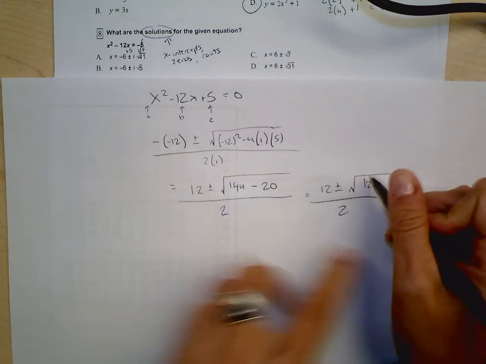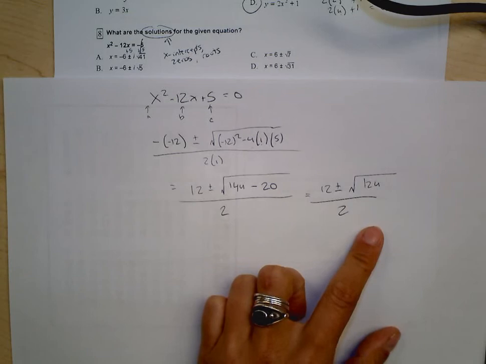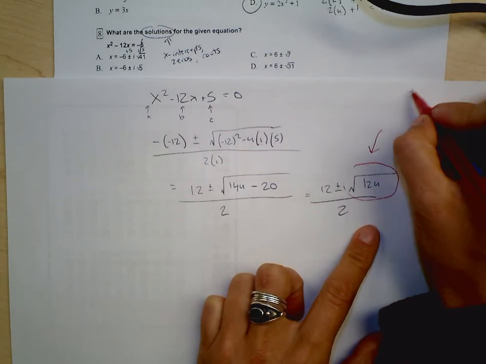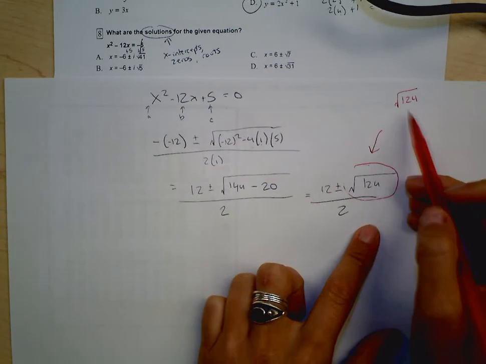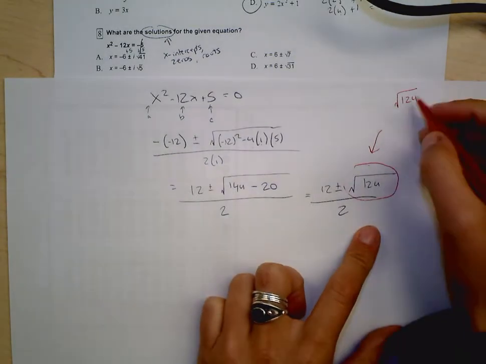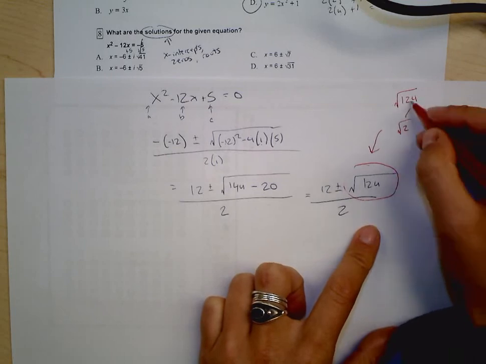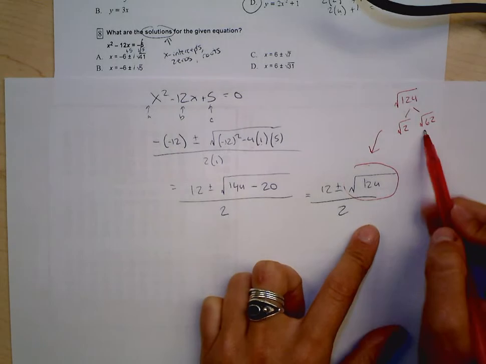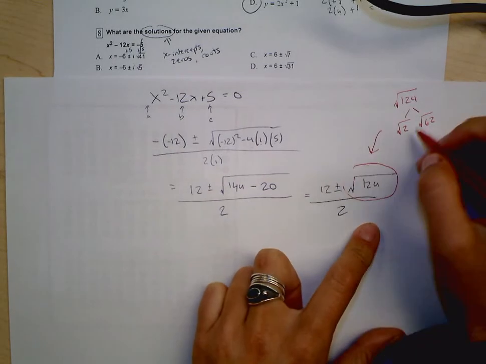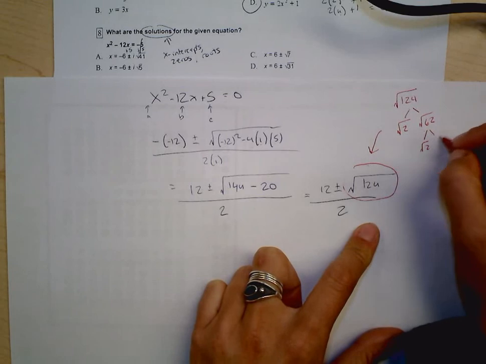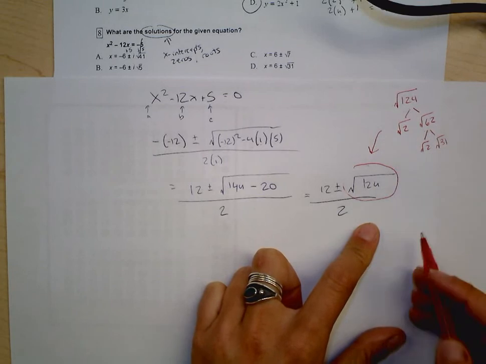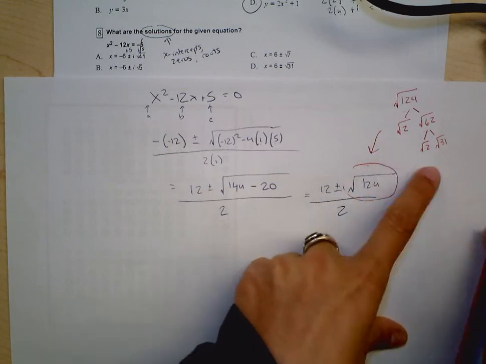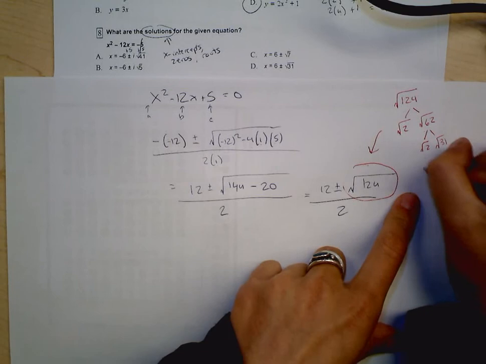So I have to reduce this square root here. We have to remember how to reduce radicals. If I have the square root of 124, I know that this is an even number, so I can take square root of 2 out, and then I'm left with 62. I know 62 is also an even number, so I can take another 2 out, and I'm left with the square root of 31. So square root of 2 times square root of 2 means I have a square root of 4, which is 2. So I'm left with 2 square root of 31.